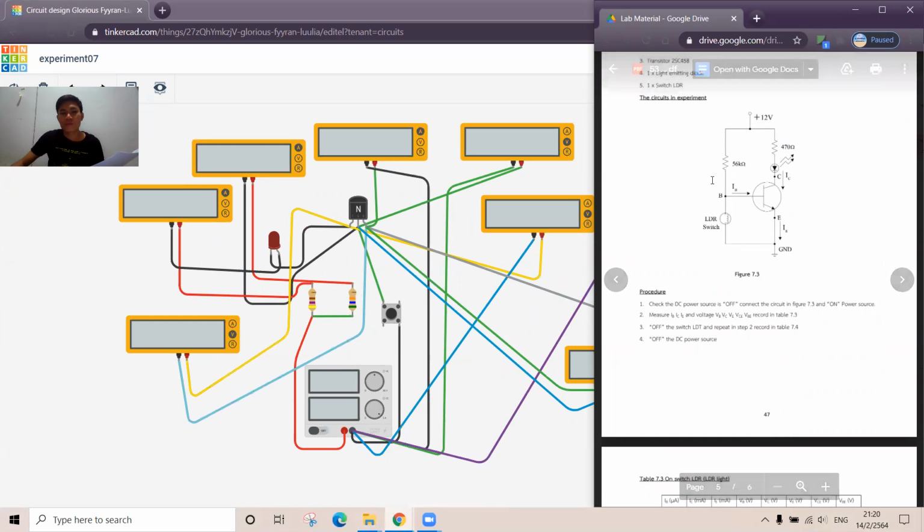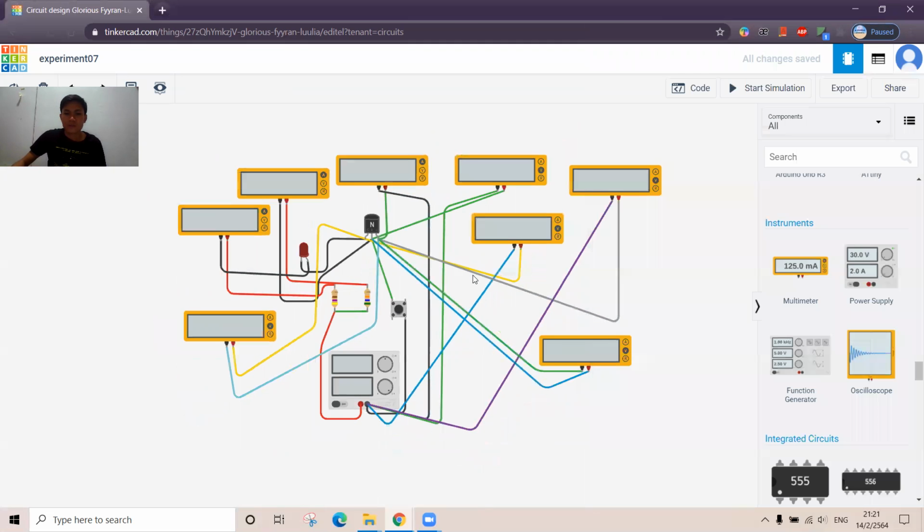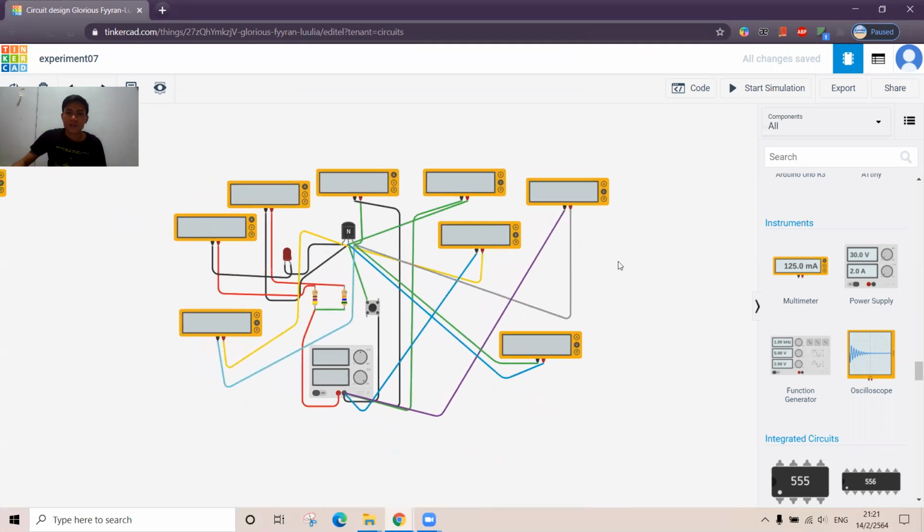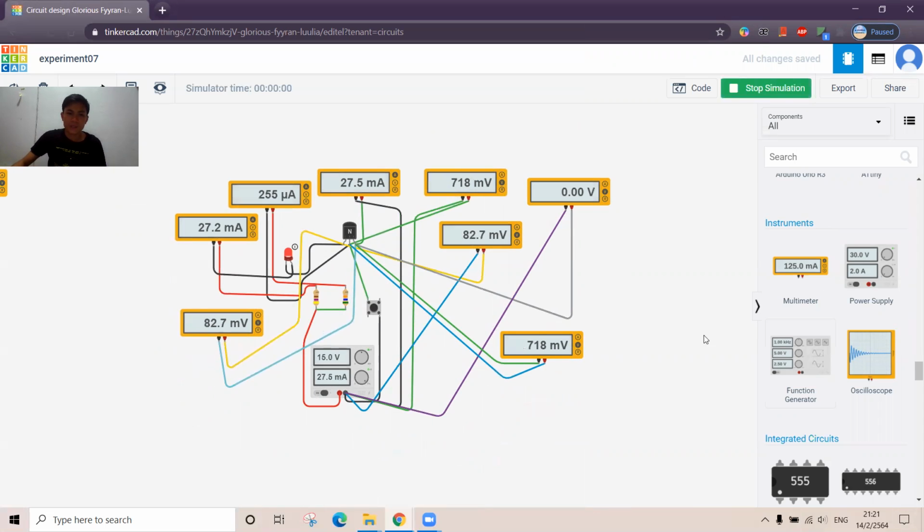We need two resistors and an LDR, but we use a push button instead of the LDR, because in this program we don't have this equipment, so we use this instead. We follow this circuit and I draw it, and then I will start the simulation, and this is the result of the simulation of part 3 of experiment 7.